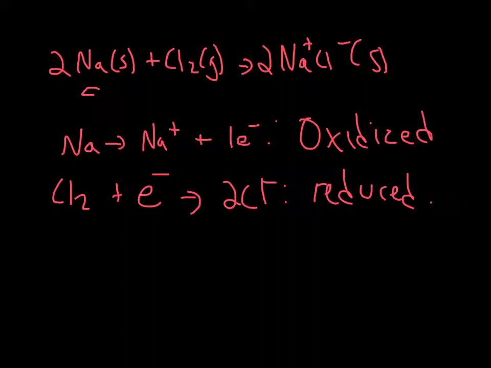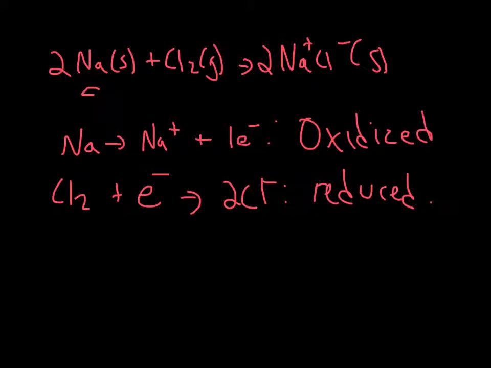So let's just do a little review. Oxidation occurs when the oxidation number of an element increases, an element loses electrons, a compound gains oxygen, or a compound loses hydrogen. Reduction occurs when the oxidation number of an element decreases, an element gains an electron, a compound loses oxygen, or a compound gains hydrogen. So, in simple terms, oxidation occurs when an atom's oxidation state increases during a reaction. Reduction occurs when an atom's oxidation state decreases.